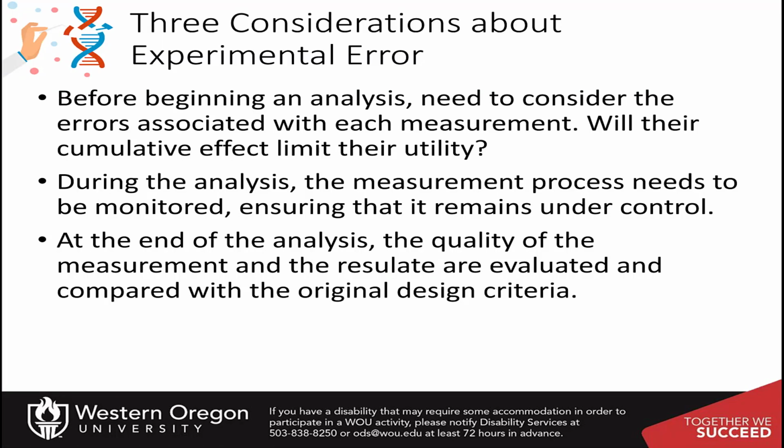So when evaluating analytical data, we want a few tools from statistical analysis to help us out. So there's 3 considerations about experimental error that we should be familiar with. So before beginning an analysis, we need to consider the errors that are associated with each measurement and how those errors are going to affect the utility of our methodology in making our measurement. Do they have a cumulative effect?